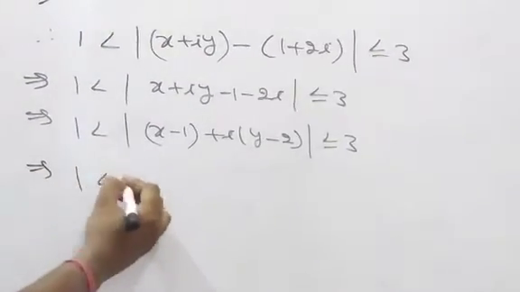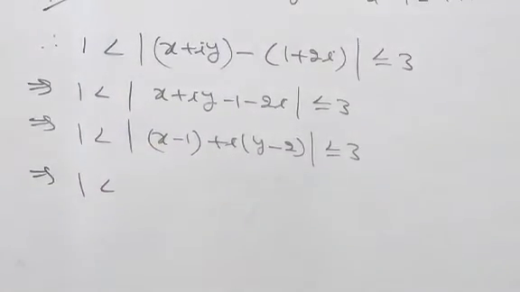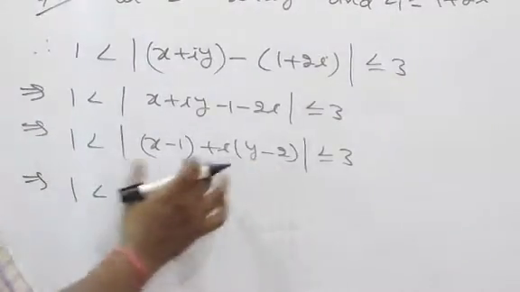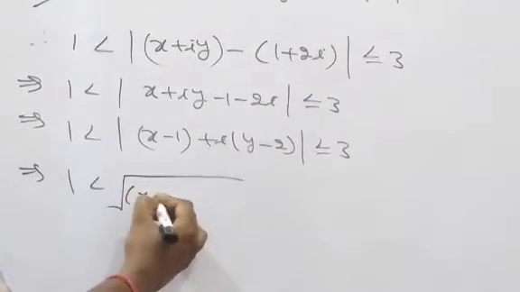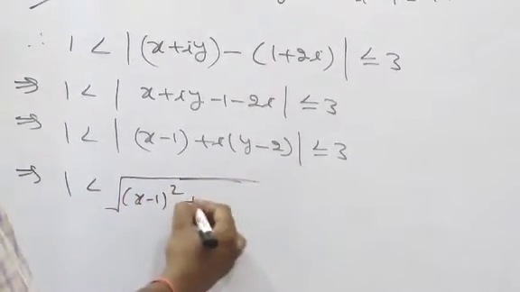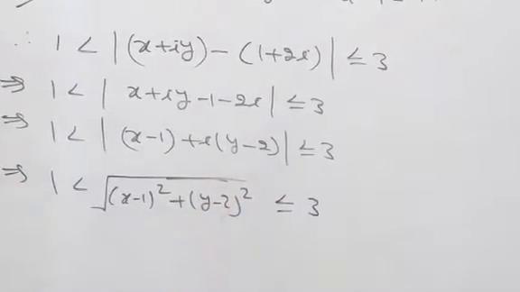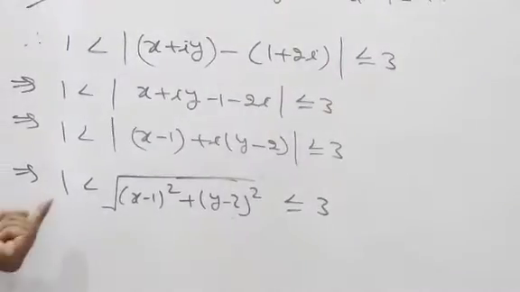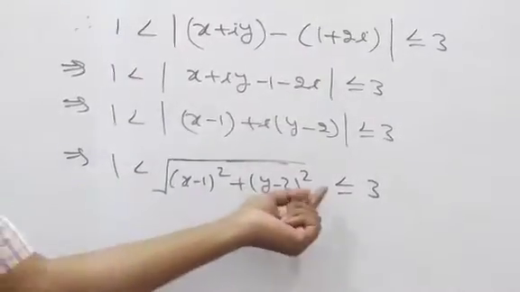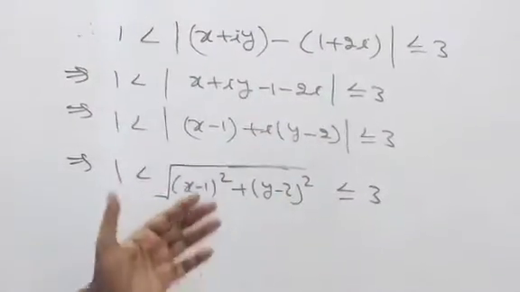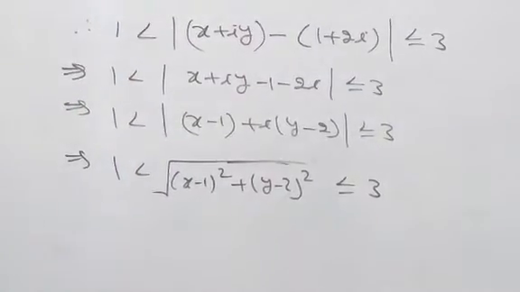Now here, what is the modulus of a plus ib? In previous video I have already told you, mod of a plus ib is under root a square plus b square, that is under root x minus 1 whole square plus y minus 2 whole square is less than or equal to 3. Understood? Now there are two symbols. One is less than and the total value is less than or equal to 3. Means the given question we have to change into two parts, split into two parts.